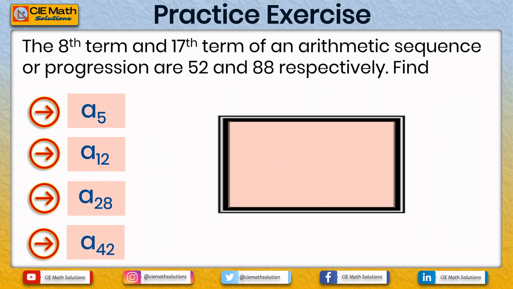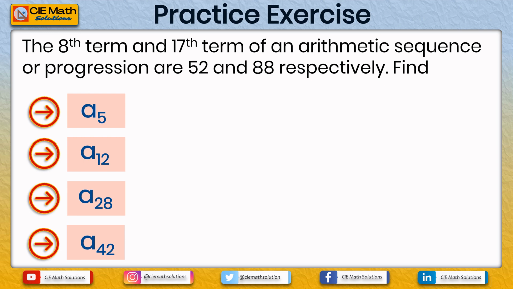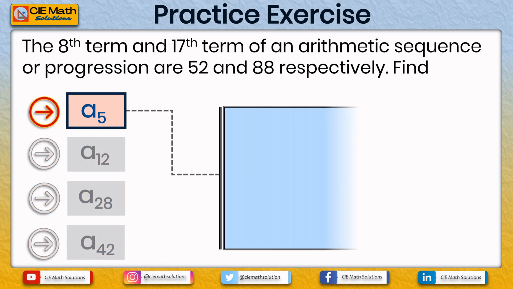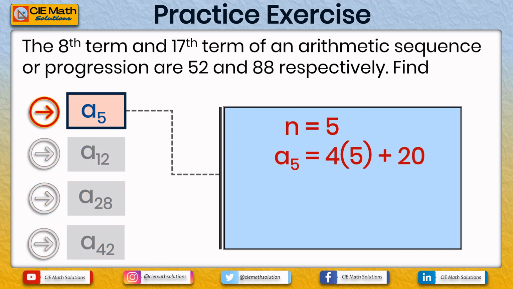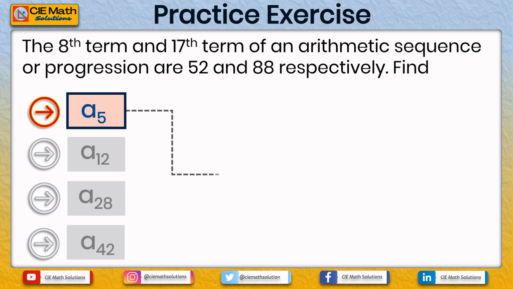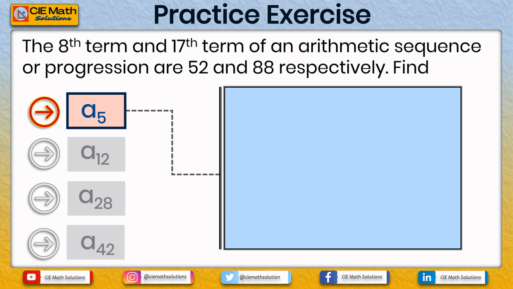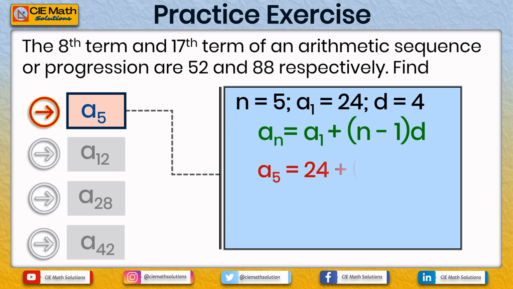For the first item, A5, the value of n here is equal to 5. We will then have 4 times 5 plus 20, which is equal to 40. The fifth term is then equal to 40. Let us check with the second method. In the second method, the value of n is equal to 5. The first term is still 24 and the common difference is still 4. We will then have A5 is equal to 24 plus 5 minus 1 times 4, which is 24 plus 16. A5 is equal to 40.